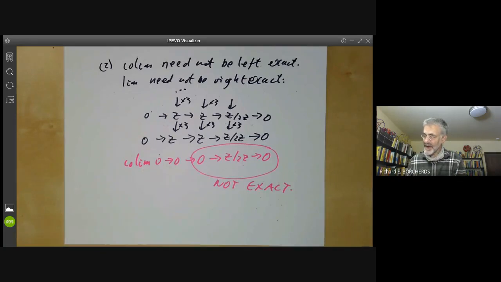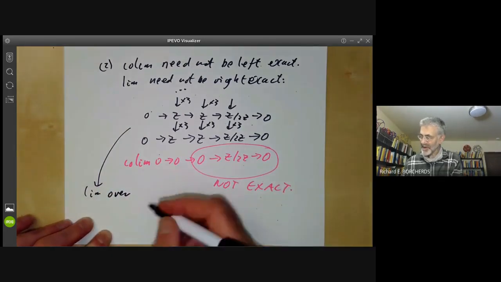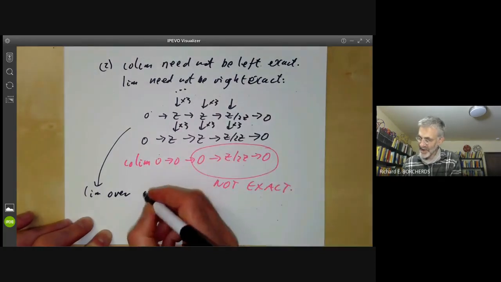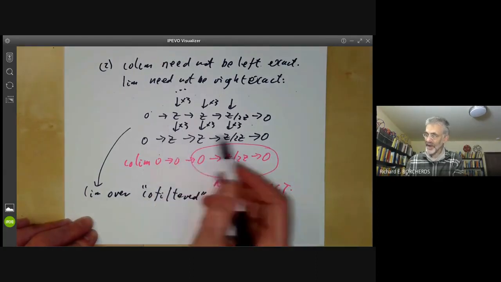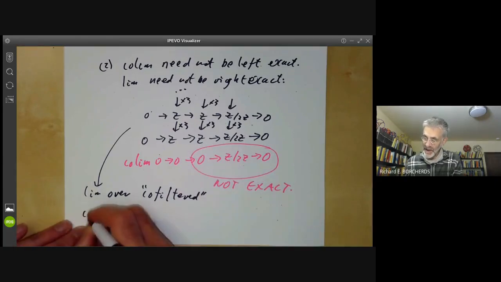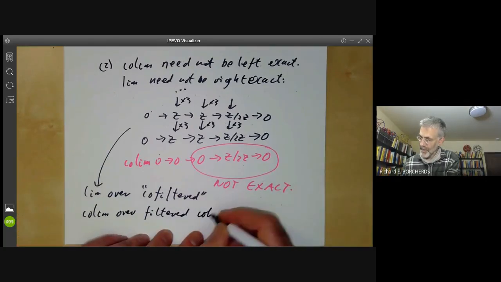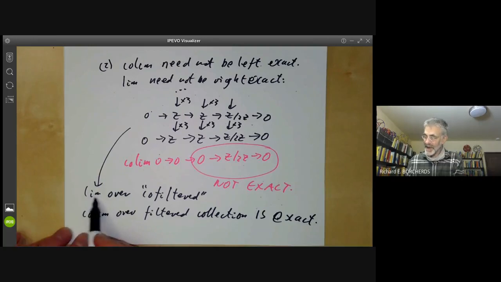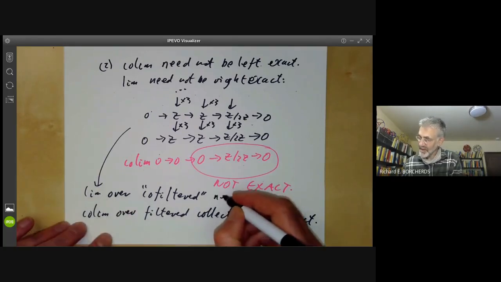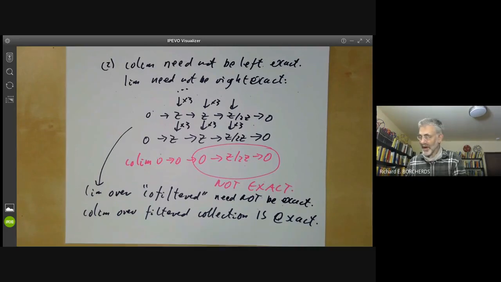A slightly worrying thing about this is that this is a limit over something sort of filtered, except the arrows are going in the wrong direction. So I guess you might call this co-filtered. I can invent a term. So this is a limit over a co-filtered sequence of exact sequences, and the result isn't exact. A co-limit over a filtered collection is exact, as we showed last time. However, the analog for limits isn't true: limits over co-filtered collections need not be exact. So the problem is that we want to find some condition that makes limits exact.